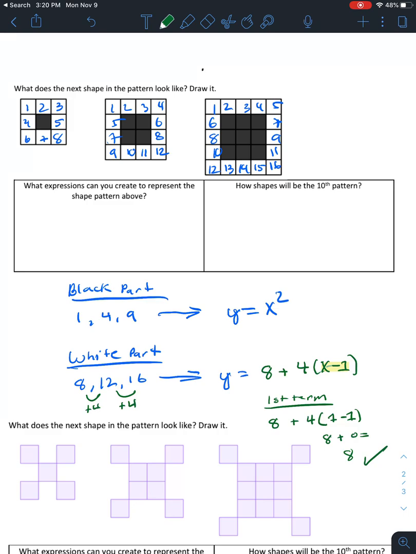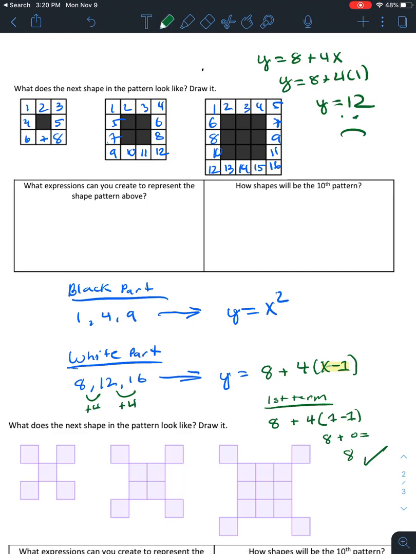If you didn't do the x minus 1, and for instance you did y equals 8 plus 4x and substituted 1, you would get 12, and it's not 12. 12 is our second term, not our first term. You have to remember that the x is always the term number that you're looking for. That's why it's really important to include that x minus 1 part.